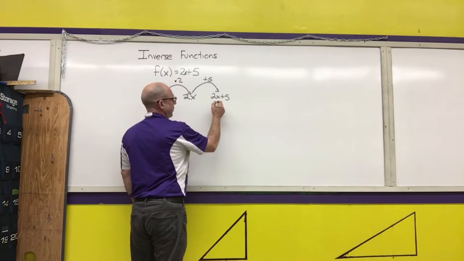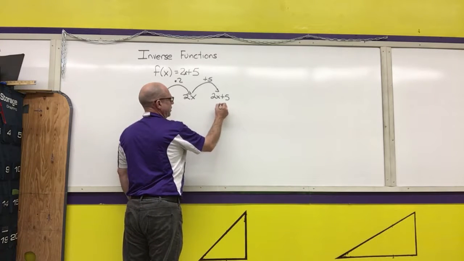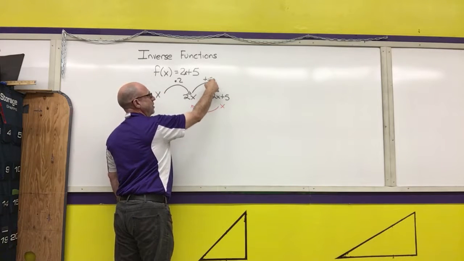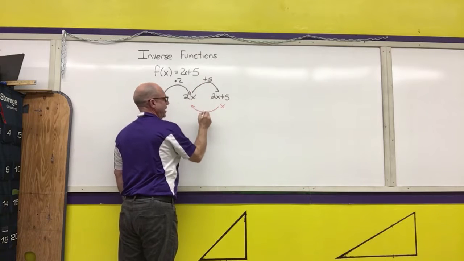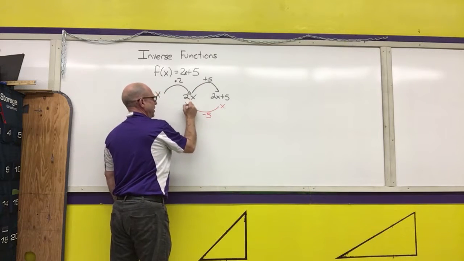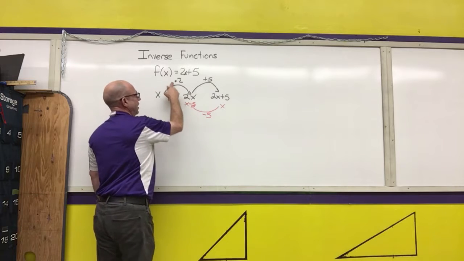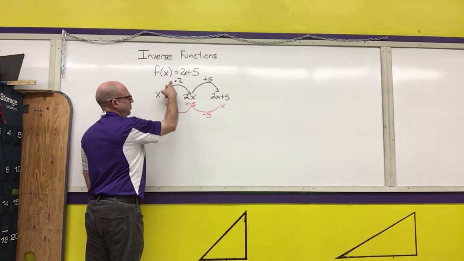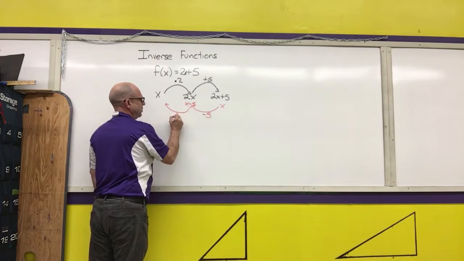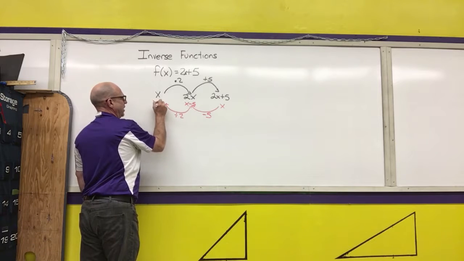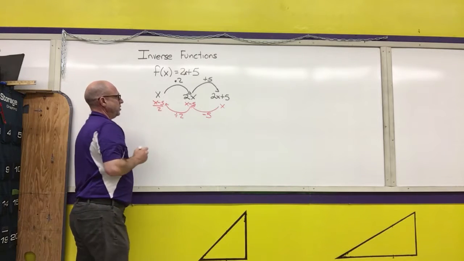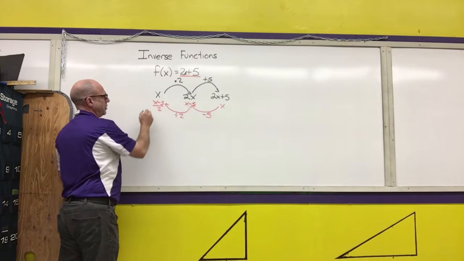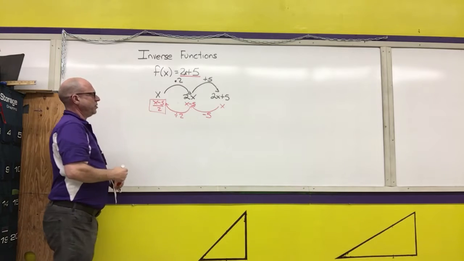And informally, what I'm going to do is start with the number x, and undo adding 5. Well, the opposite of adding 5 is subtracting 5, and that will give me x minus 5. Then I need to undo multiplying by 2. Undoing multiplying by 2 is either multiplying by 1/2 or dividing by 2, and that's going to give me x minus 5 over 2.